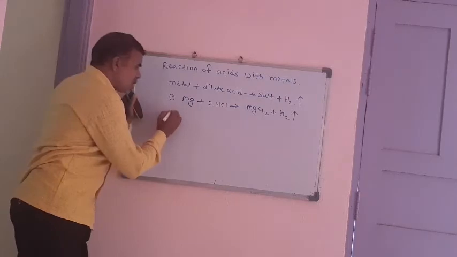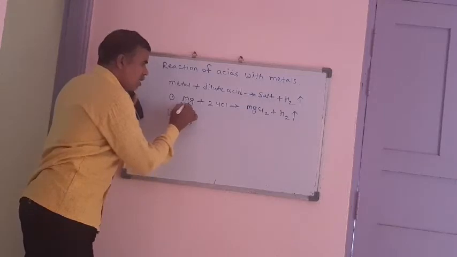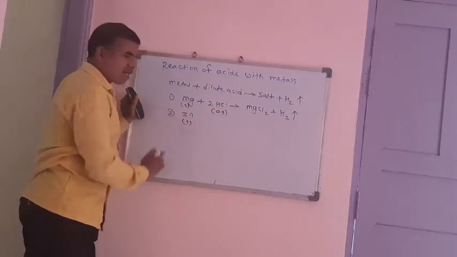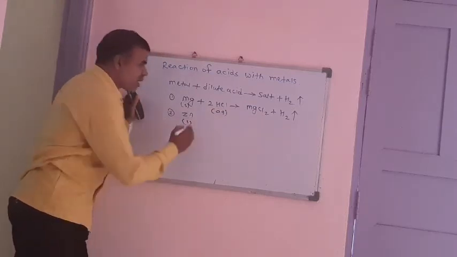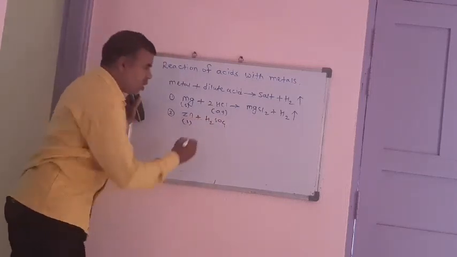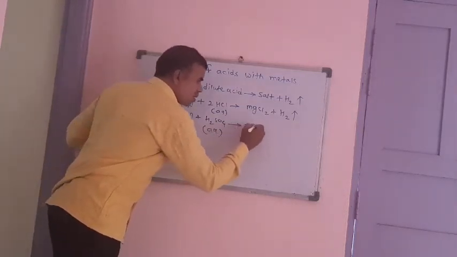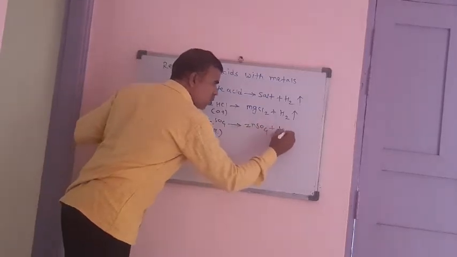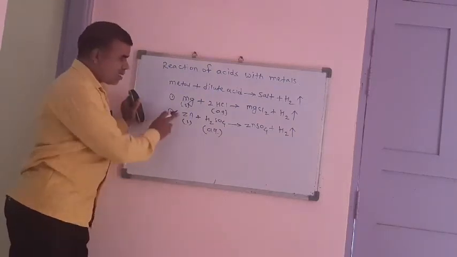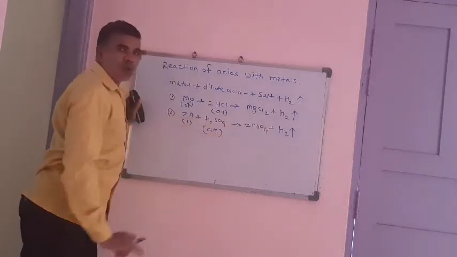Second example, zinc. Zinc is in a solid state, magnesium is in a solid state, HCl is in an aqueous state. Second reaction: zinc reacted with dilute H2SO4. H2SO4 means sulfuric acid, which is in aqueous form. We get zinc sulfate and hydrogen gas is released in this chemical reaction. Zinc metal reacted with sulfuric acid forms zinc sulfate and hydrogen gas.